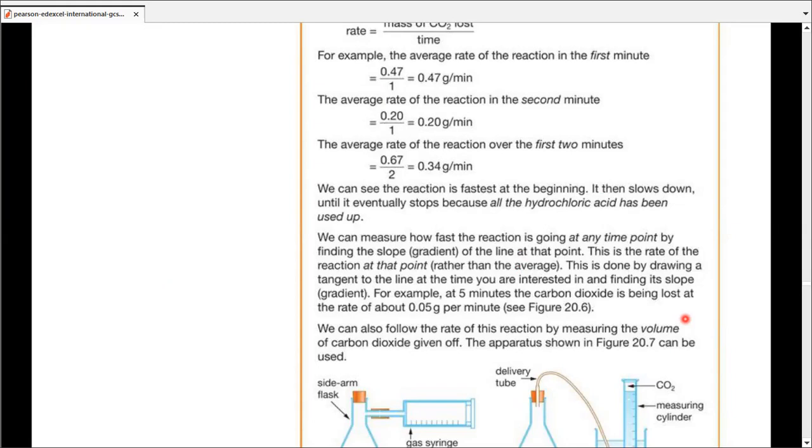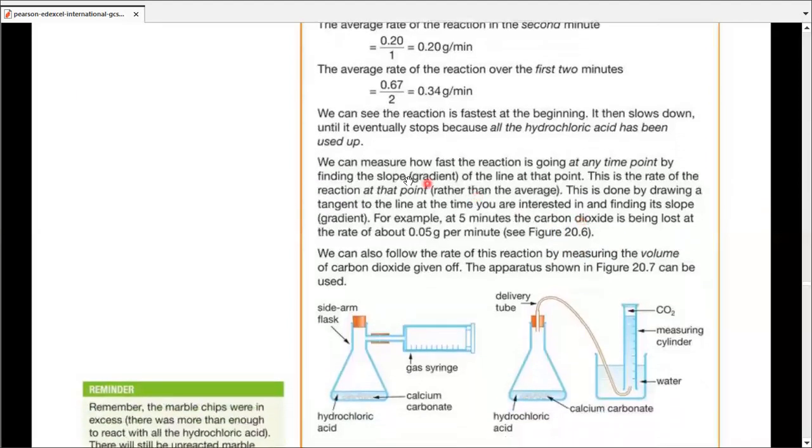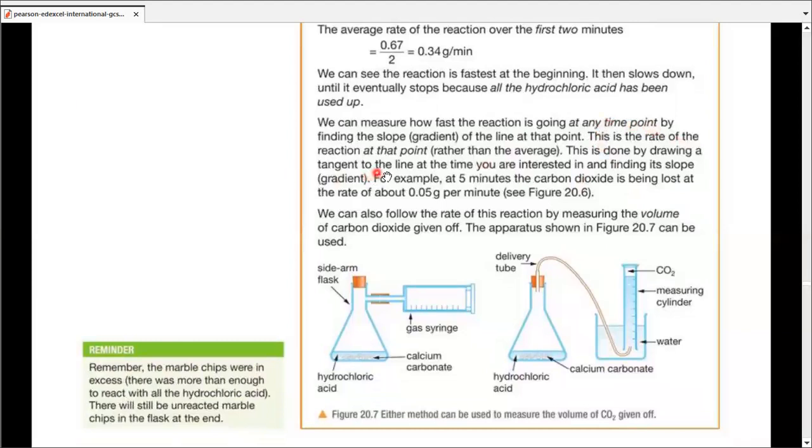Yeah. So the same thing happens in the reactions. We can measure how fast the reaction is going at any point by finding the slope or the gradient, just like I showed you in the method. This is the rate of the reaction at that point rather than the average. So if you need to find the gradient and not the average, that means you're doing it at a specific time. So you draw a tangent to the line and you find its slope. For example, exactly at 5 minutes, the carbon dioxide is being lost at a rate of about 0.05 grams per minute.